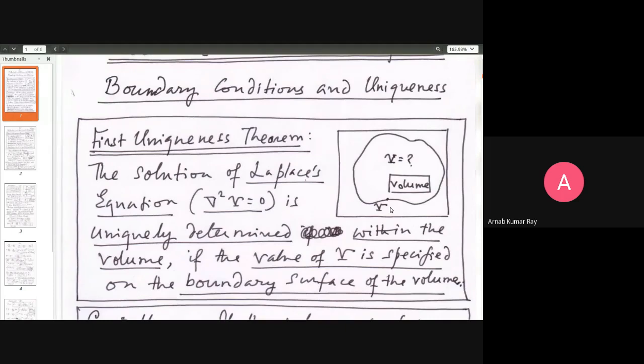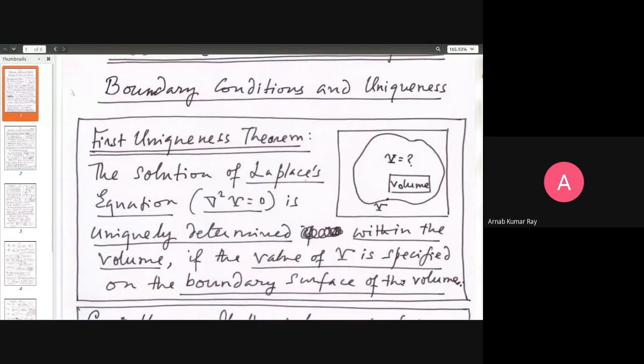Boundary is the key thing over here. Follow this point very carefully: the solution of Laplace's equation, del squared V is equal to 0, is uniquely determined within the volume if the value of V is specified on the boundary surface of the volume. Now, why are we talking about a volume? Because that's the most general case.